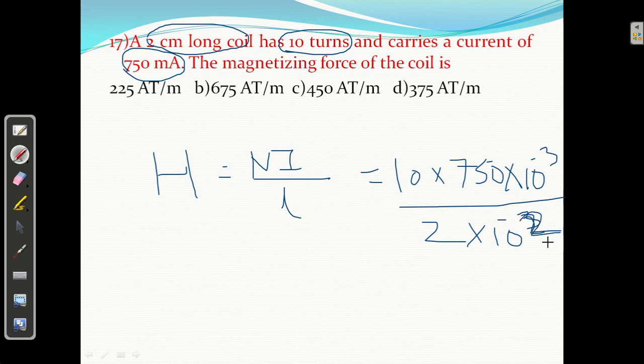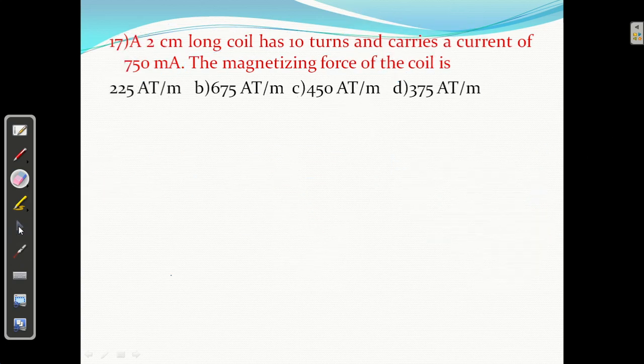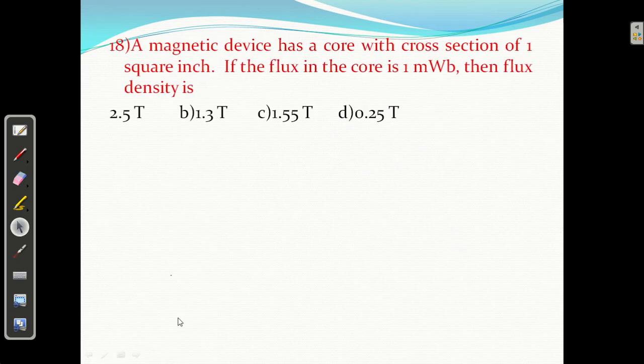So centimeter you can convert into meter. If you solve it, 750 upon 2, that is 375. That means D answer is correct. Okay. Question number 18.